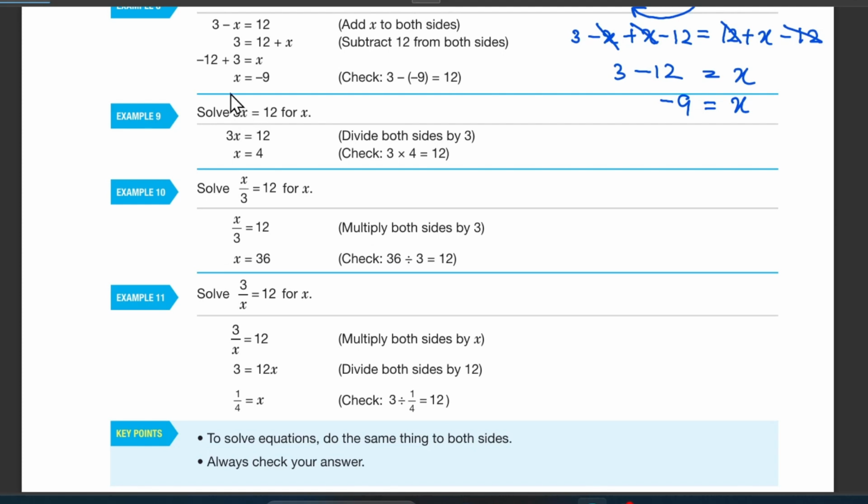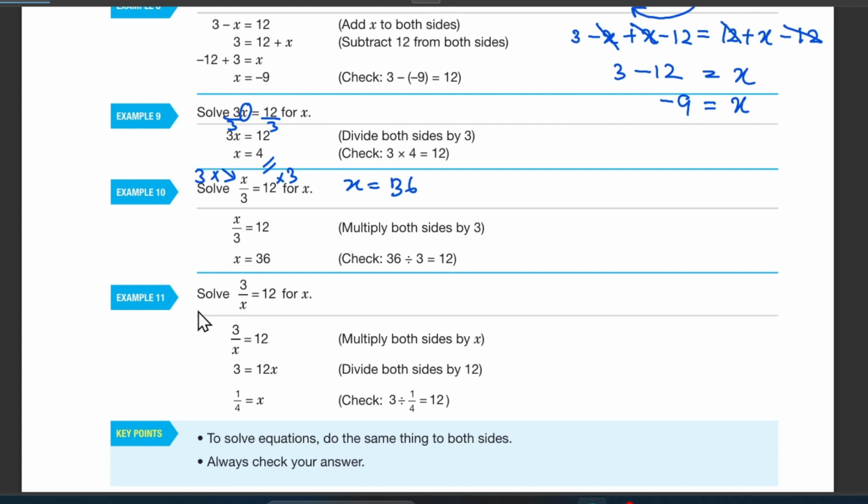So the thing here is the x term is multiplied with 3. So to get rid of this 3, we have to divide both sides by 3. So then we get the answer as x equals 3. Here, this x term is divided by 3. To get rid of that, we have to multiply by 3, the opposite operation of dividing. So we get x equals 36.